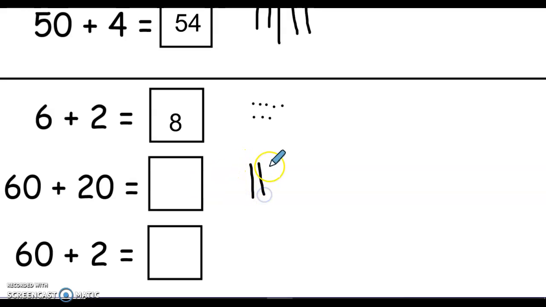10, 20, 30, 40, 50, 60, plus 2 tens, which is 20, so 2 tens. Okay, how many all together? 10, 20, 30, 40, 50, 60, 70, 80. Okay, 80. I'm wondering if you can notice what is the same about this compared to this answer, and what's different. Okay, you see the equation 6 plus 2 equals 8, 60 plus 20 equals 80.